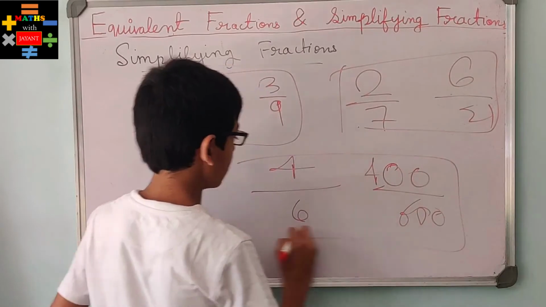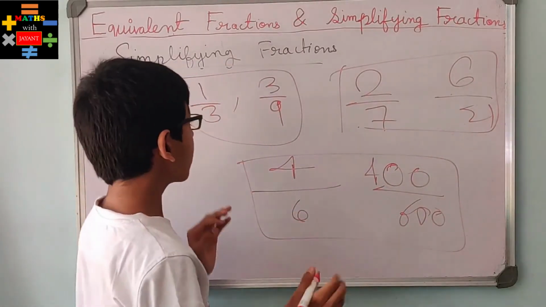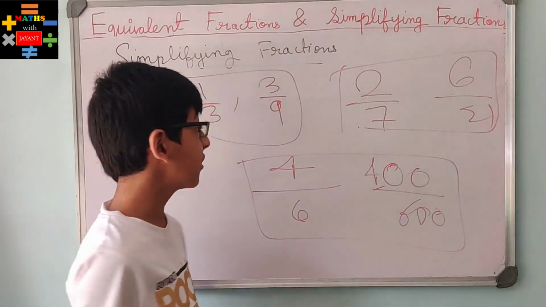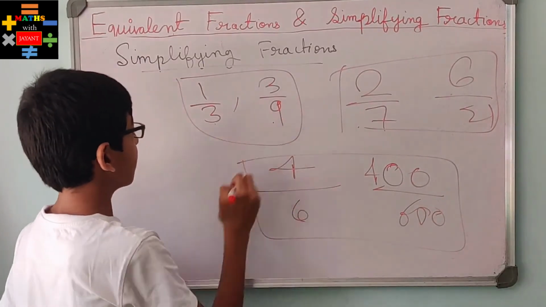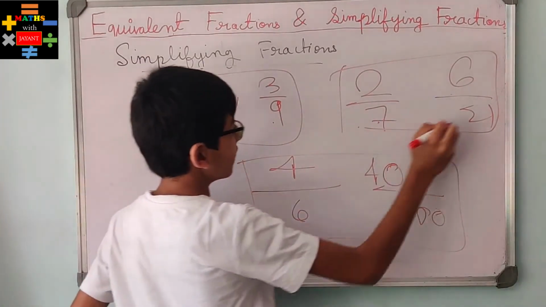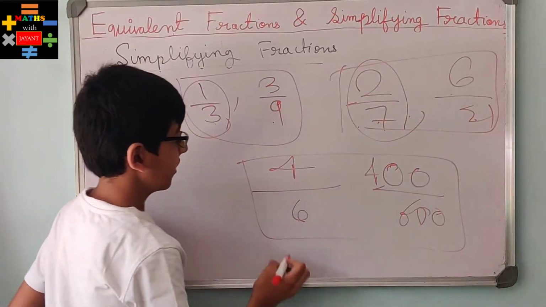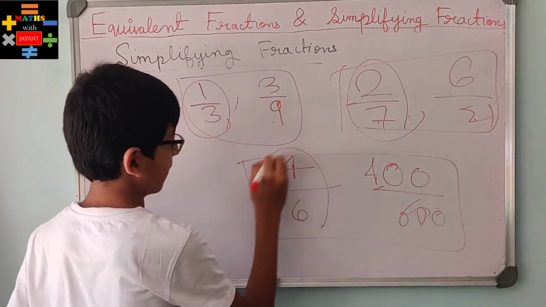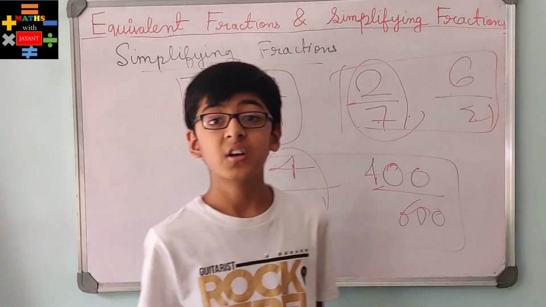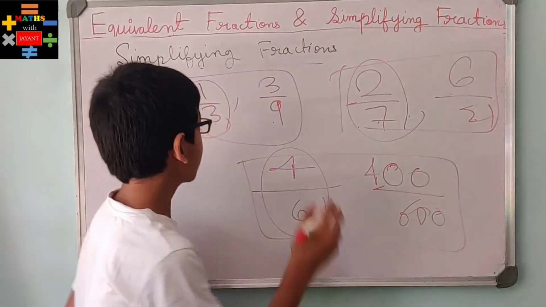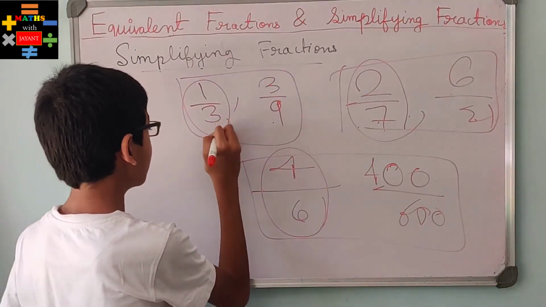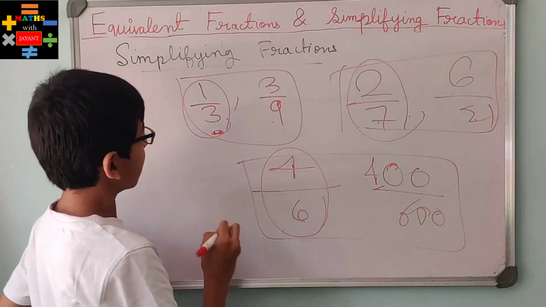So I am showing you all these sets. So which one is easier for you to understand? 1 by 3 or 3 by 9? 1 by 3. 2 by 7 or 6 by 21? 2 by 7, right? And 4 by 6 or 400 by 600? 4 by 6. Correct? Why is this? Because these fractions are smaller. They are simple to understand.